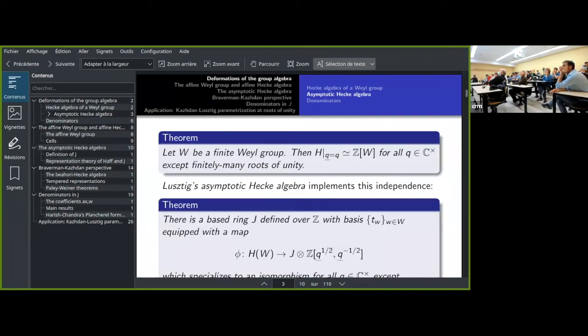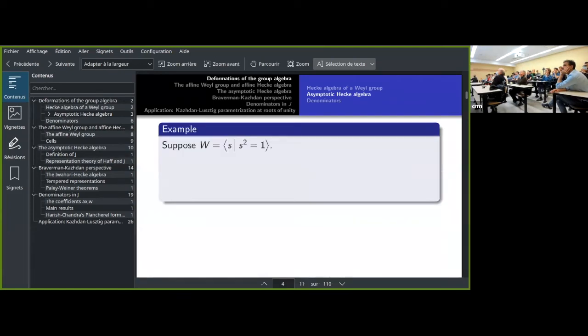So what that means is that there's a base ring called J, which is defined over Z, so no formal variables, with basis also indexed by the Weyl group, equipped with a map from the Hecke algebra to J with extended scalars, which at all but these finitely many roots of unity specializes to an isomorphism. So not only are these deformations almost always trivial, but in fact, they're isomorphic to this explicit ring, which is defined over Z.